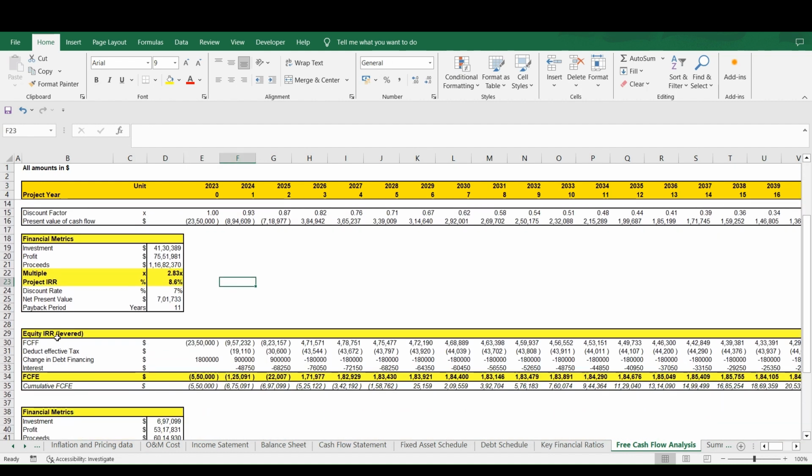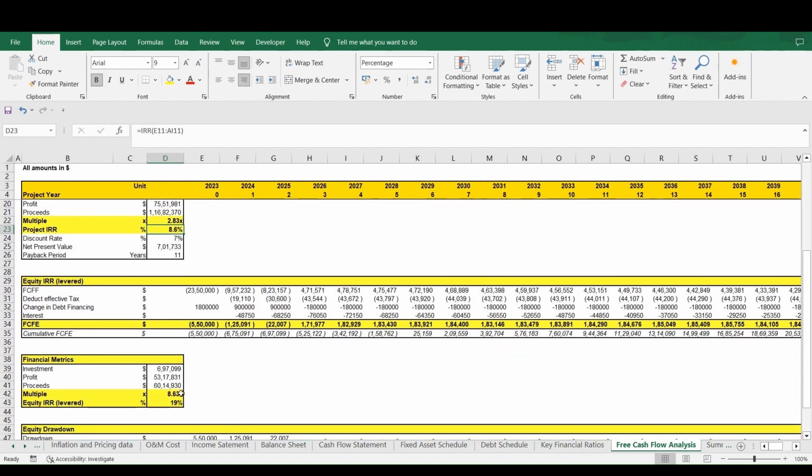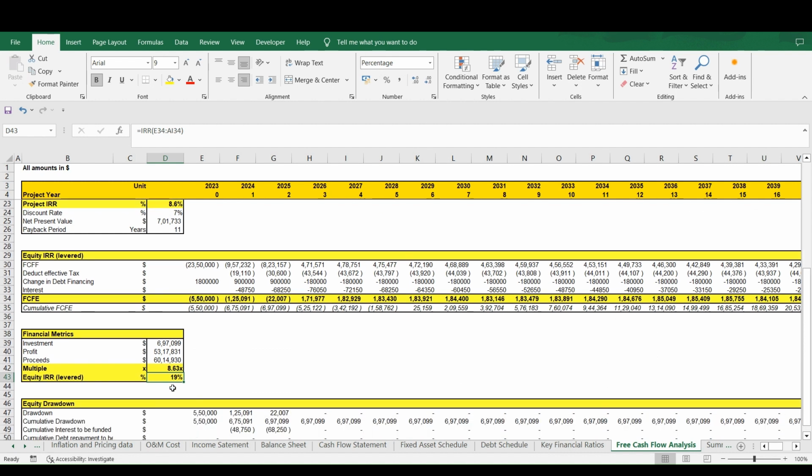We have done the same thing for equity IRR levered. So this was the case if we have not taken any debt. Here the internal rate of return is 8.6%. If we do the same thing by taking the debt, we'll see that we have equity IRR at 90%. So taking debt is the better case here.